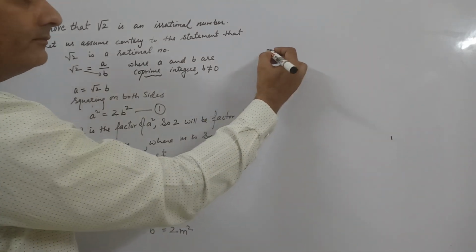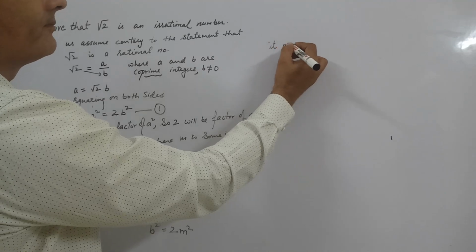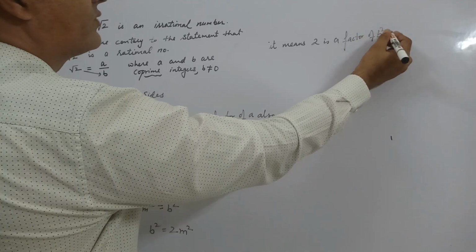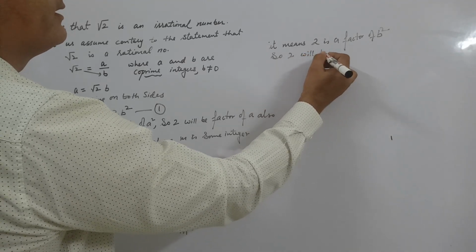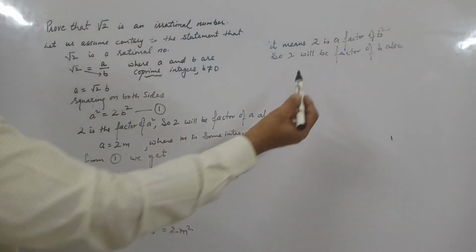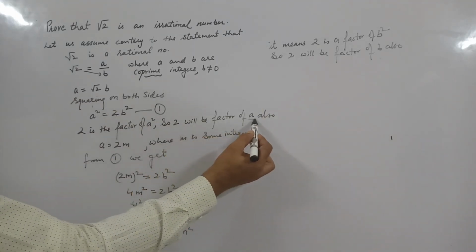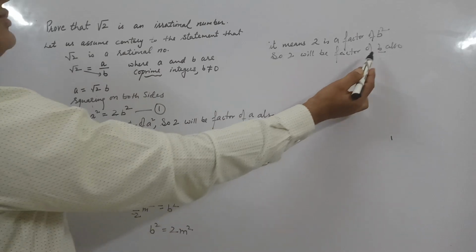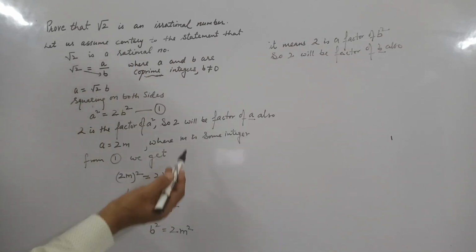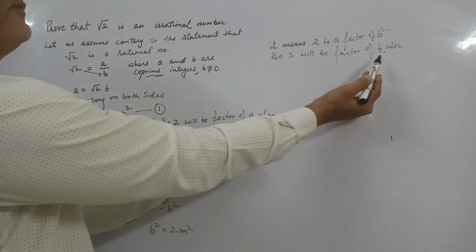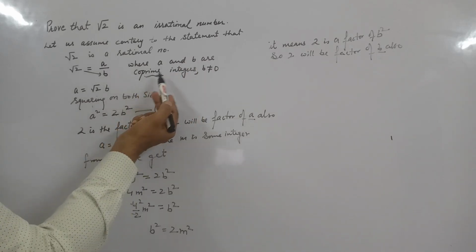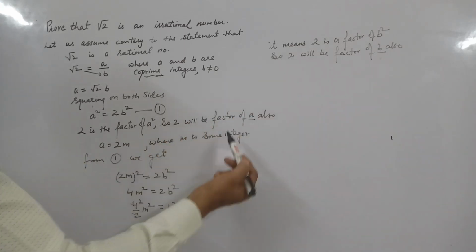So we'll write, it means 2 is a factor of b square, so 2 will be a factor of b also. Here we have seen that 2 is a factor of a also, and 2 is a factor of b also. We assumed a and b as co-prime integers. Co-prime means they do not have any common factor. But here we see that 2 is a factor of a and also a factor of b. So 2 is a common factor of a and b. It means our assumption is wrong. We assumed that a and b are co-prime integers, but they are not co-prime because they have a common factor 2.